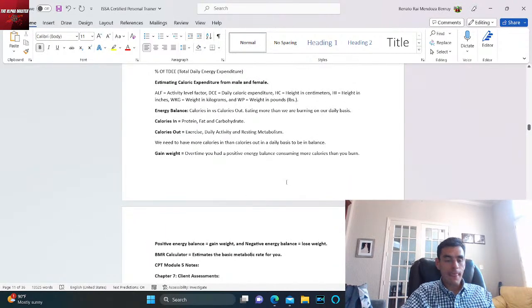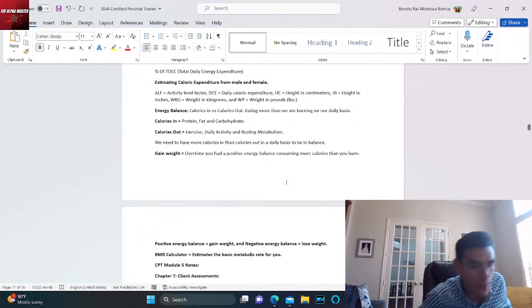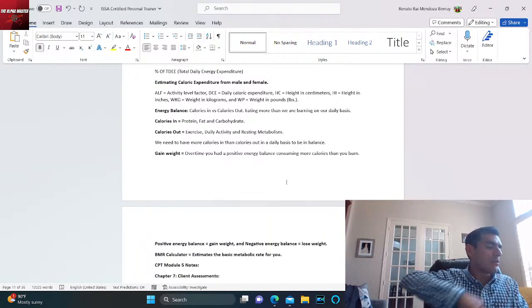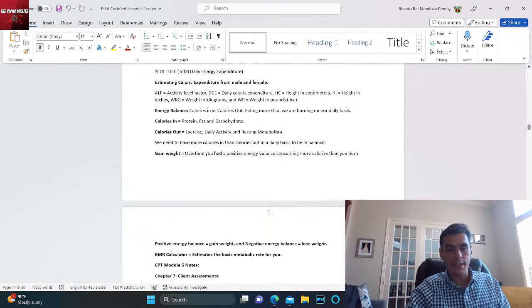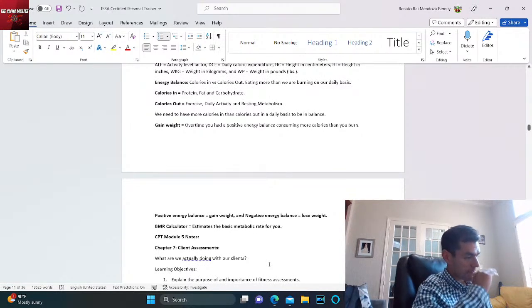And finally, the BMR calculator estimates the basic metabolic rate for you. That's going to be the BMR calculator, which estimates the basic metabolic rate for you. And that was it for this model.